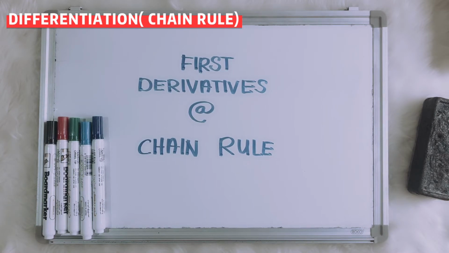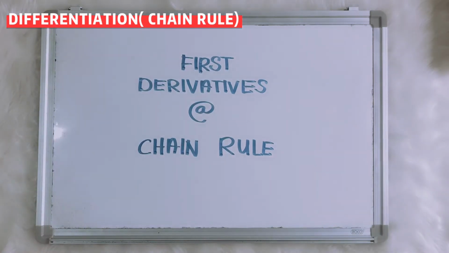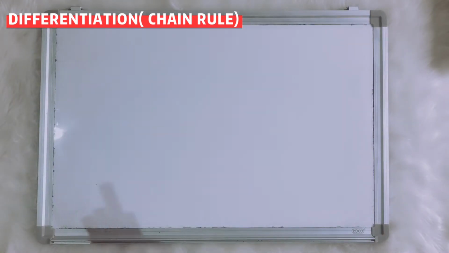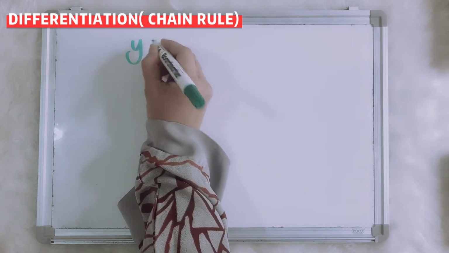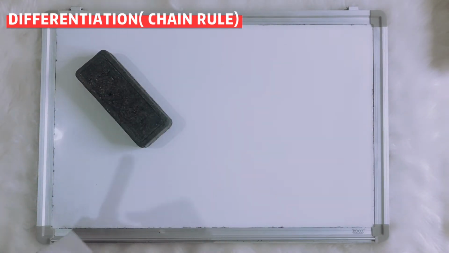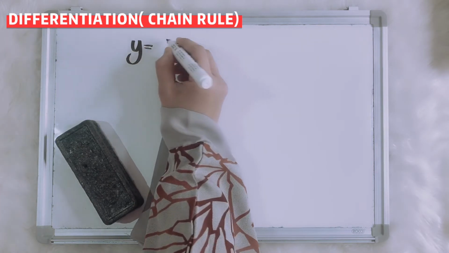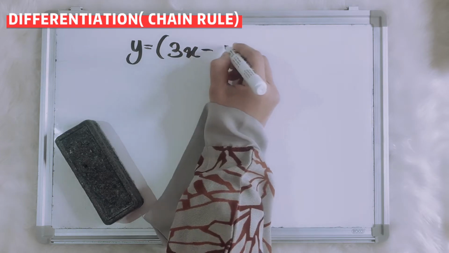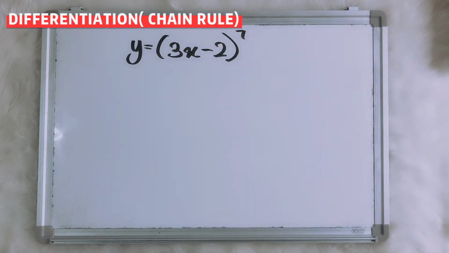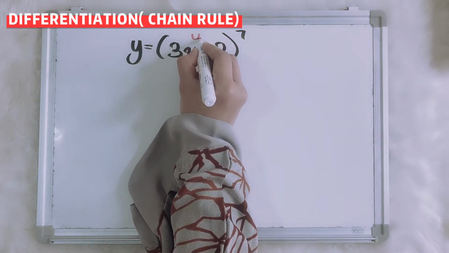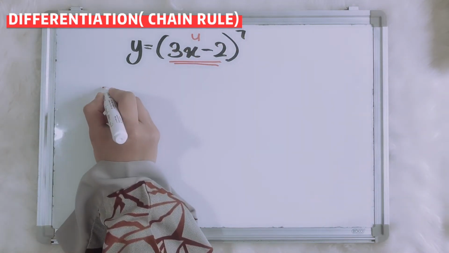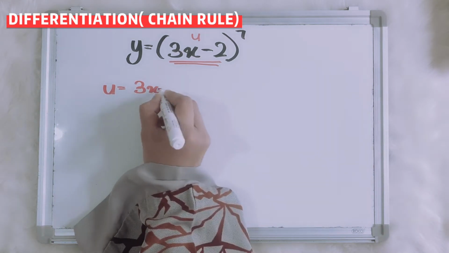The first topic, I think, is first derivatives, or we call it the chain rule. Okay, we proceed with the first one. How to do it? Let's say I give you y equals (3x minus 2) power of 7. I show you: this one is u, only this. So you put u equals 3x minus 2.